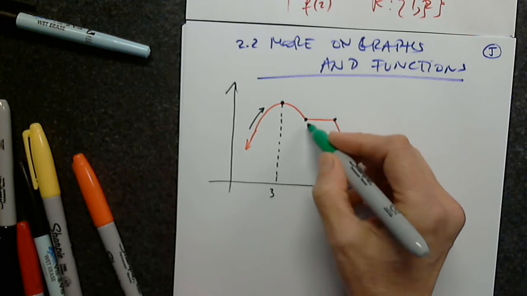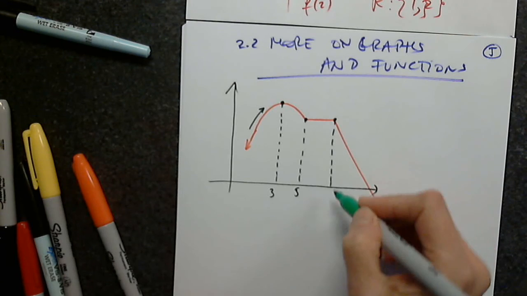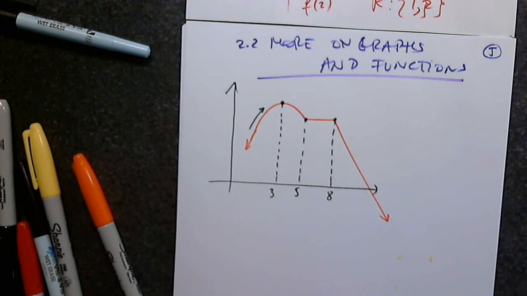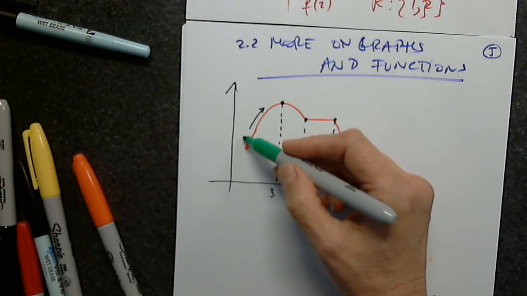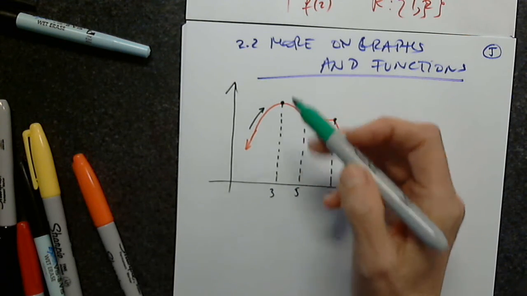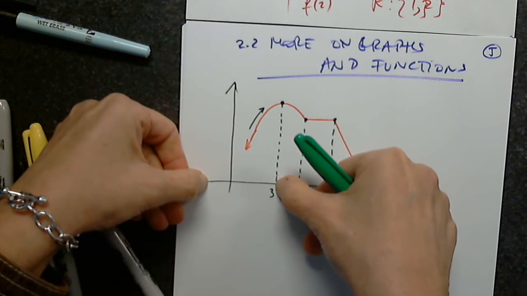I'm going to say 3. I'm going to say 5. And I'm going to say 8. Would you agree that this function is definitely increasing? The trend shows that it's increasing for any x values from -infinity to 3?